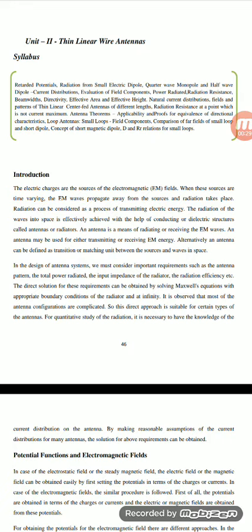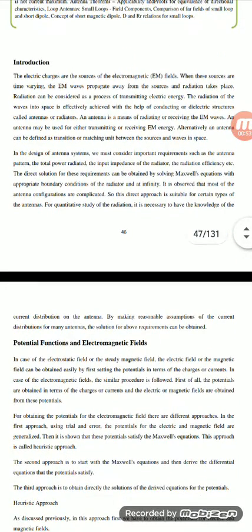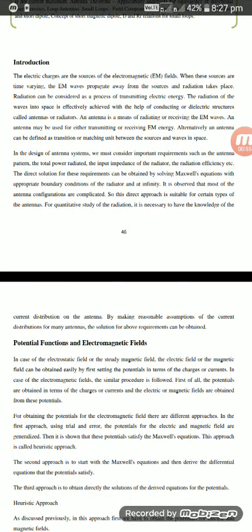These radiations can be considered as a process of transmitting electromagnetic energy. The radiation of the waves into space efficiently, achieved with the help of connecting to a conducting or dielectric structure, is called an antenna or radiator. These antennas mainly depend upon Maxwell's equations.